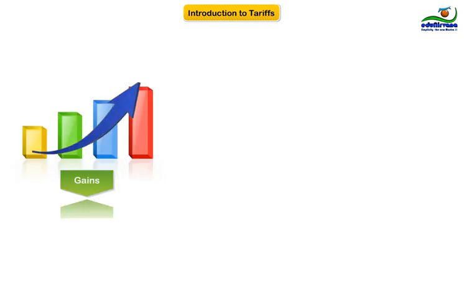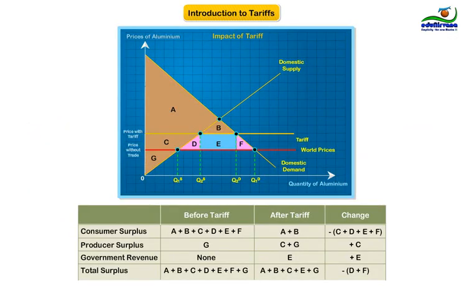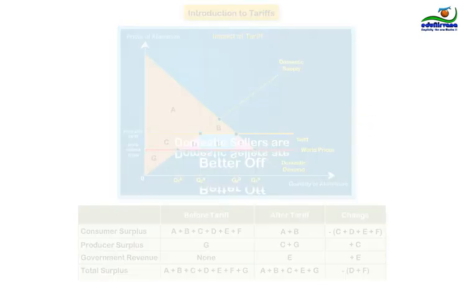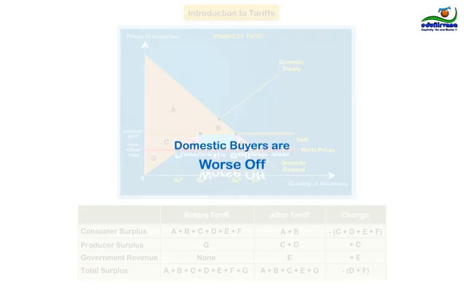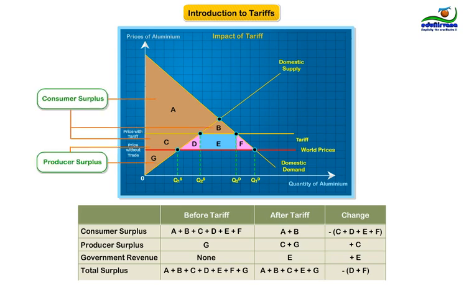Let us find out the gains and losses from the tariff. At the outset, the key thing to understand is that because the tariff raises the domestic price, domestic sellers are better off and domestic buyers are worse off. In addition, the government raises revenue. To measure these gains and losses, let us look at the changes in consumer surplus, producer surplus, and government revenue.